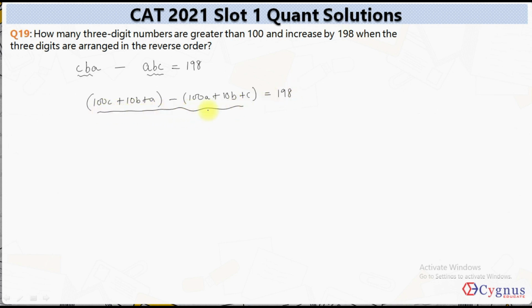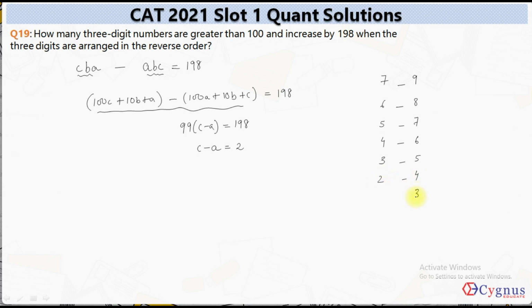When you simplify this part, what you will get? 99 times of C minus A should be equal to 198. So I can say that the difference of unit digit and the hundreds digit is equal to 2. How many such cases are possible? C minus A is 2. So maximum possible value of C would be what? 9. In that case, A becomes 7. Yes or no? This could be my number. Or if this is 8, this becomes 6. This is 7, this becomes 5. If the last digit is 6, this becomes 4. If this is 5, this has to be what? 3. This is 4, 2.